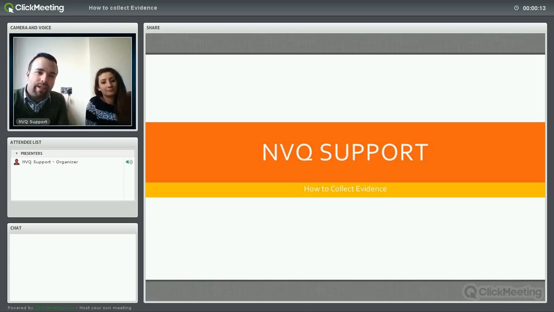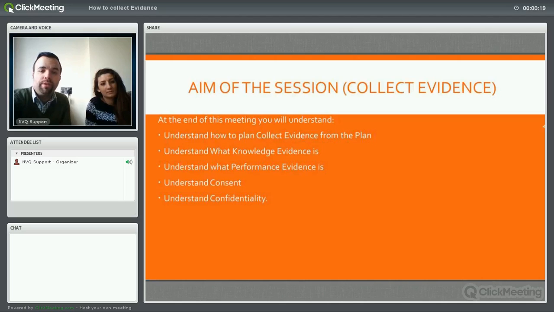The idea of this session is for you as the assessor to understand how to plan and collect evidence from the plan, understand what knowledge evidence is, understand what performance evidence is, understand what consent is, and understand confidentiality. Equally, it's really important that your candidate, when you're working with them, understands the same.